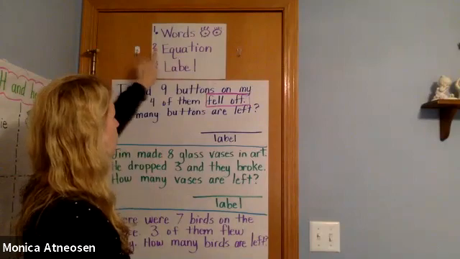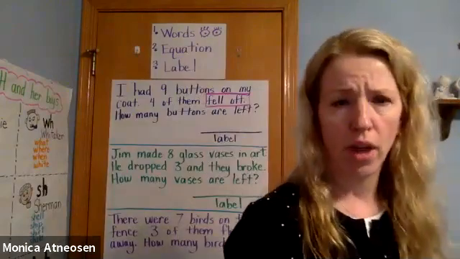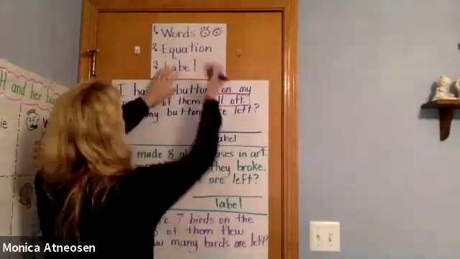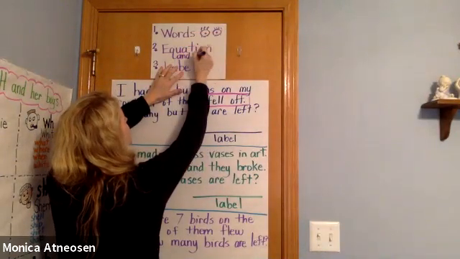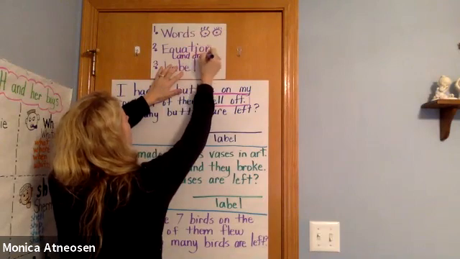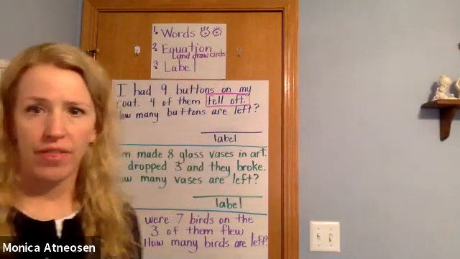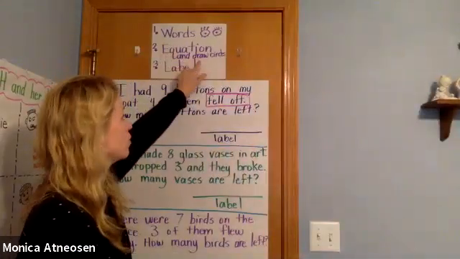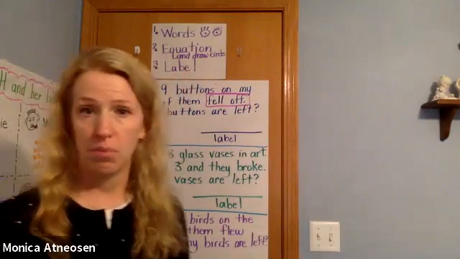Step 2, we do our equation. And I'm going to add something to that where it says equation, because we're going to do the equation and draw circles. I don't want us to forget that, so I thought I should add that right there. So we're going to do our equation and draw circles. And step number 3, we're going to do the label, okay?